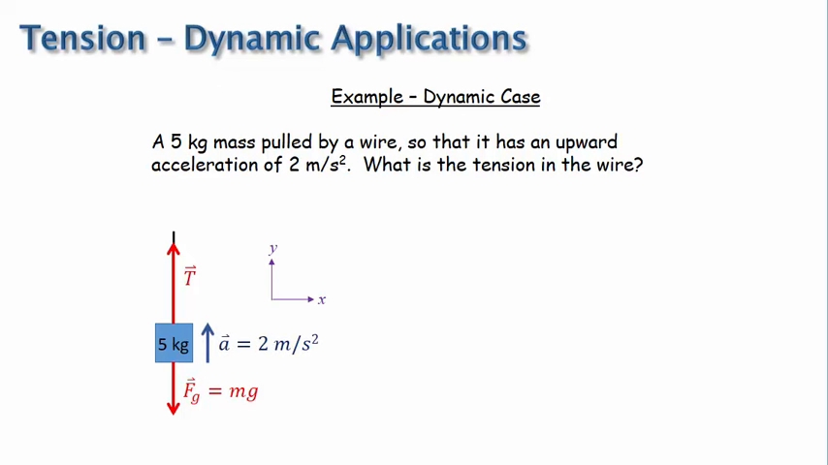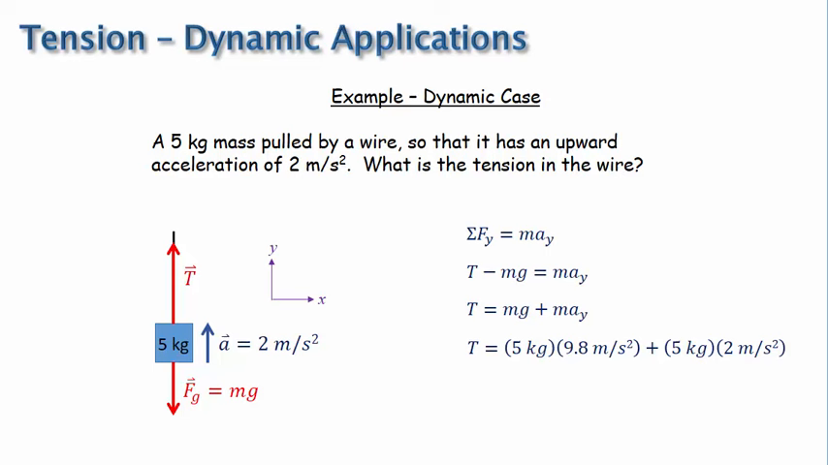Now let's apply Newton's second law again in the y direction and solve it for tension. The key difference this time is that the acceleration is not zero, so we leave it in and plug in values, which gives us a tension of 59 newtons. This time the tension is greater than the weight of the block, which is 49 newtons.